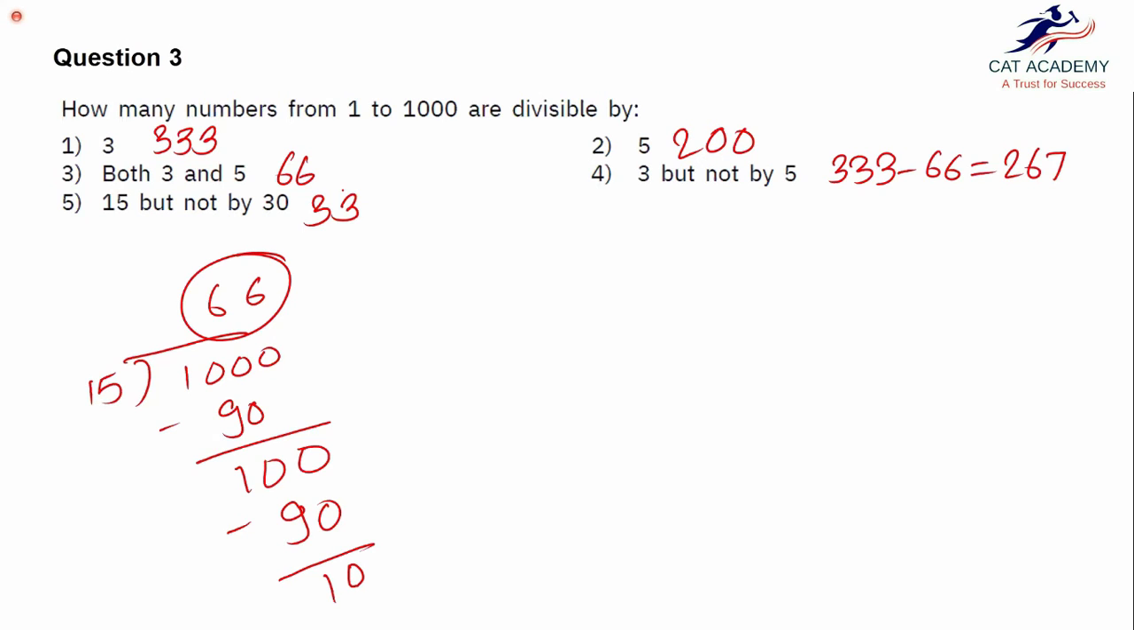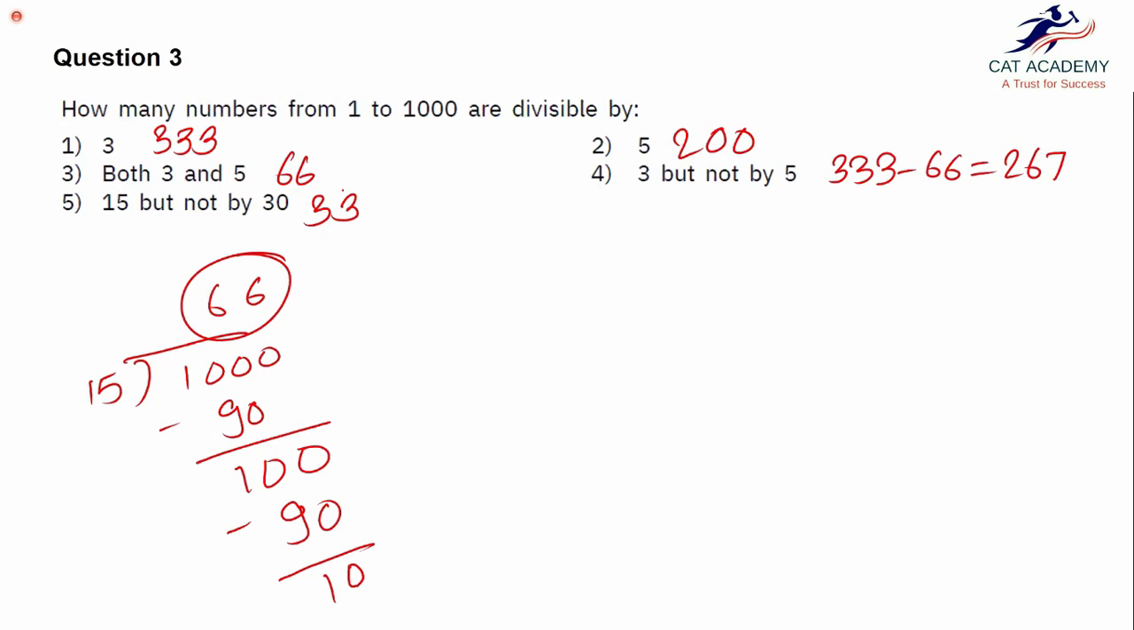Fourth one again, 3 but not by 5. So that means out of all the multiples of 3, I don't need a multiple of 5. Out of multiples of 3, that means it is already a multiple of 3, and if it is also a multiple of 5, I don't need that. That is 3 and 5 both, that means multiples of 15, I don't need that. So out of multiples of 3, subtract multiples of 15. So 333 minus 66, that's 267. Clear, Nihal?